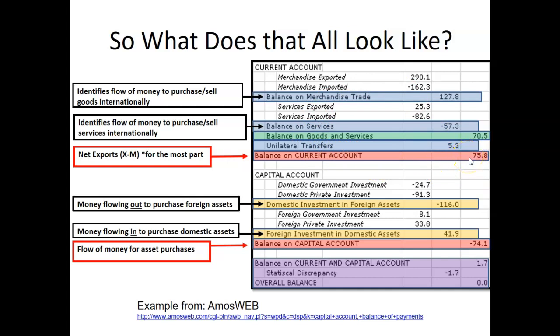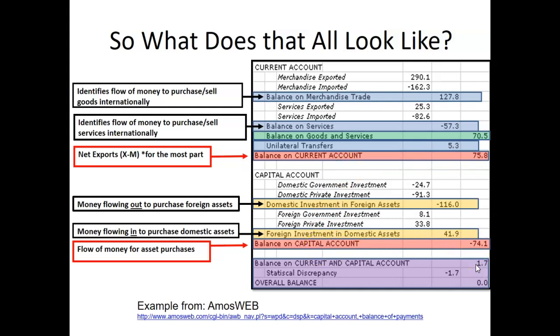So what can they do with that money? They can lend that money out, meaning they're going to invest in foreign assets. So domestic investment in foreign assets, they're going to have money flowing out of their country as they purchase more investments. And then foreign investment, yeah, people would still invest into this country, but not as much. And so we can see when we add the current account to the capital account, we get almost the same.